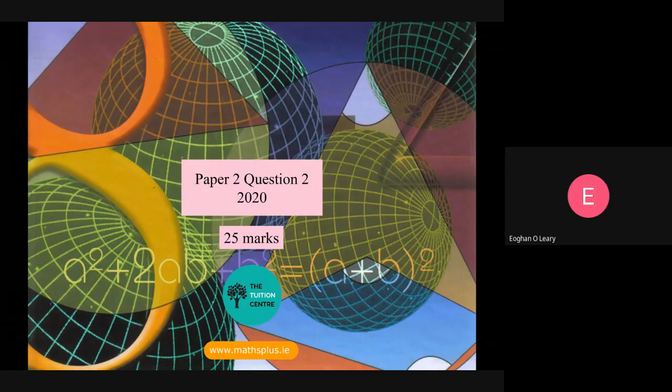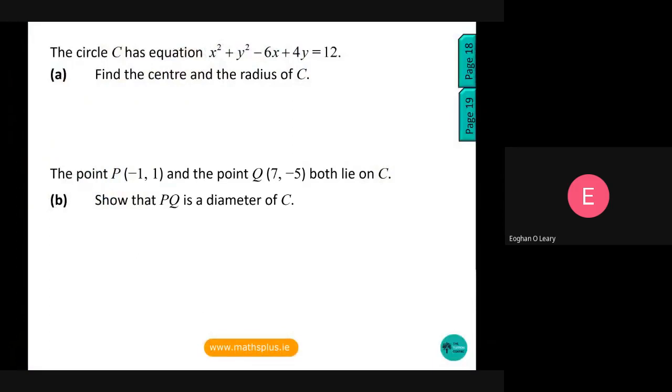Welcome back. We've got question one done. We're moving on to question two. Some people would have liked question one, and some might have gone straight to this one as the first question they did, because they see the equation of the circle and say, right, I know how to do that. x squared plus y squared minus 6x plus 4y equals 12. Find the center and the radius.